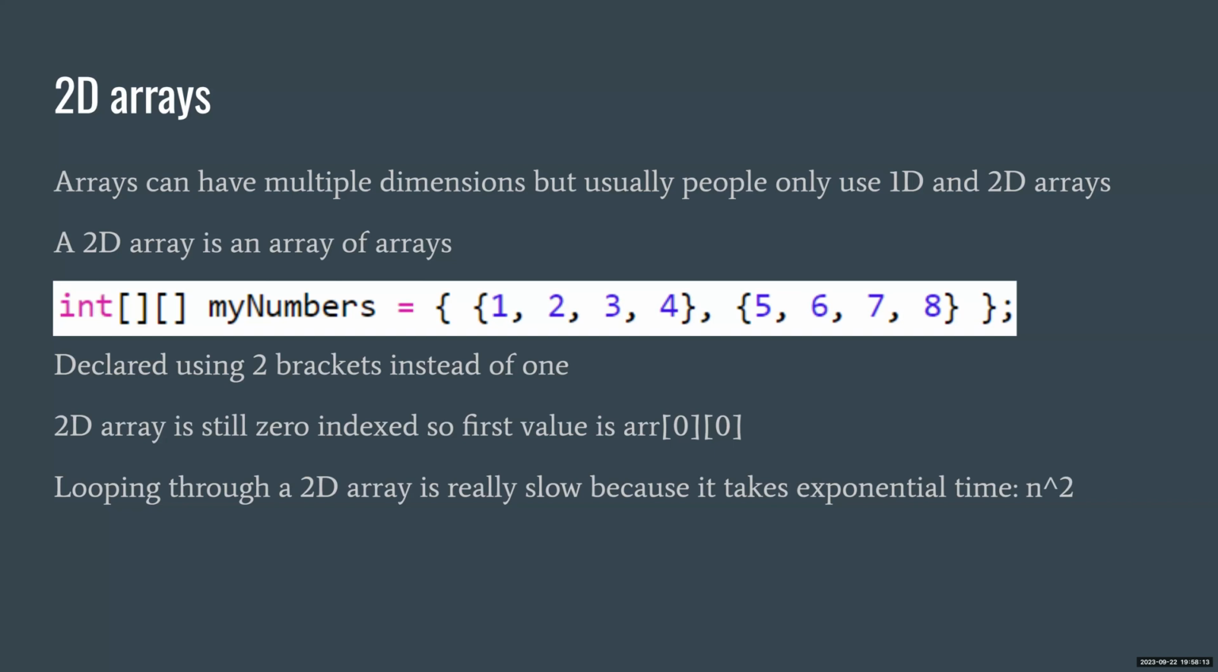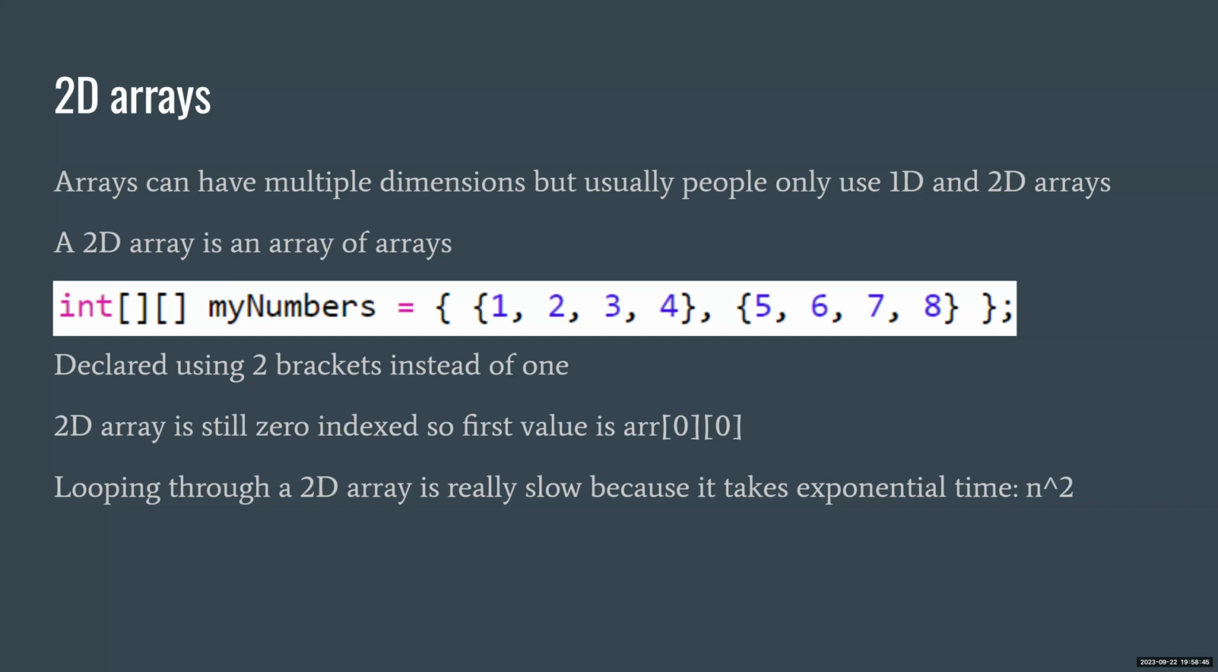And when you declare 2D arrays, you have to declare it using two brackets to show that it's 2D. A 2D array is also zero indexed, so the first value is two zeros instead of one because now it's 2D. And the main reason why people don't use 3D or 4D arrays is because it's almost impossible to traverse through all of a large 3D or 4D array, right? Because if you try to loop through a 2D array, that's already really slow.